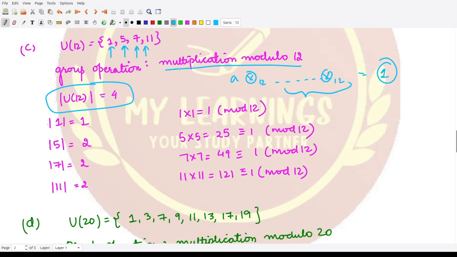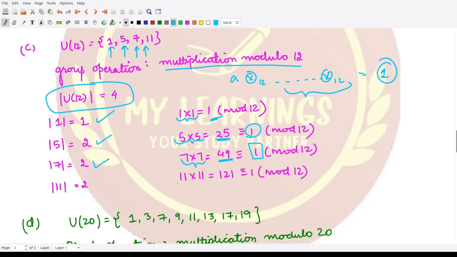Correct? So what about unity? When you multiply 1 with itself 1 time, you would have 1 as the remainder. So its order is 1. What about 5? When you multiply 5 twice, you would have 25. 25 mod 12 is 1. So you see the order is 2. Similarly, for the order of 7, when you multiply 7 twice, you would have 49. 49 mod 12 is 1. So you have the order as 2.